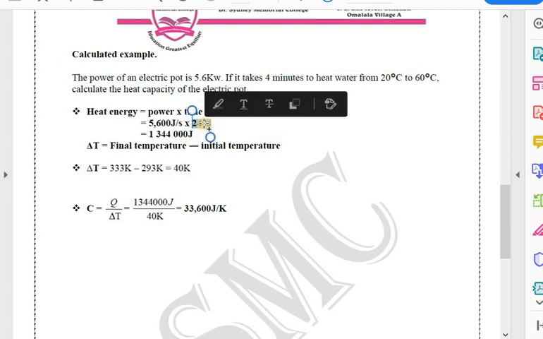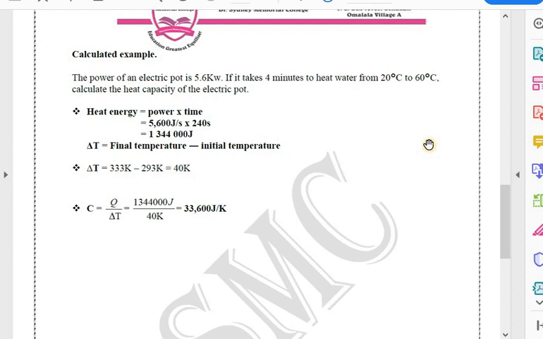I know someone is going to ask, where did the 240 come from? Where did the 5,600 come from? 5.6 kilowatts is the same as saying 5.6 kilojoules per second, right? So that's the same as saying 5,600 joules per second. Then you divide by 240 because 4 minutes has 240 seconds in it.